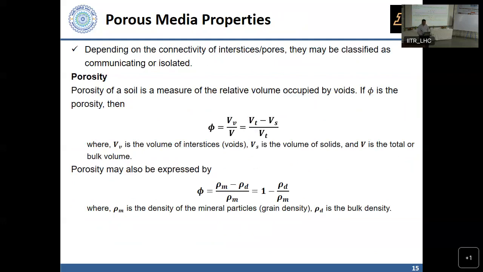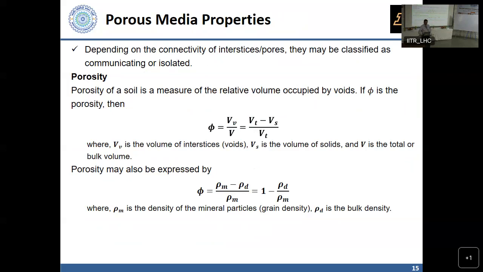Porosity may be expressed in terms of densities as well. If rho sub m is the density of the solid soil particles and rho sub d is the bulk density of the soil, then you can use this relationship to find an expression for porosity in terms of the bulk density of the soil and the density of the solid soil particles. Solid soil particles are going to be heavier than water or air, so rho sub m is going to be greater than rho sub d, which is the bulk density.